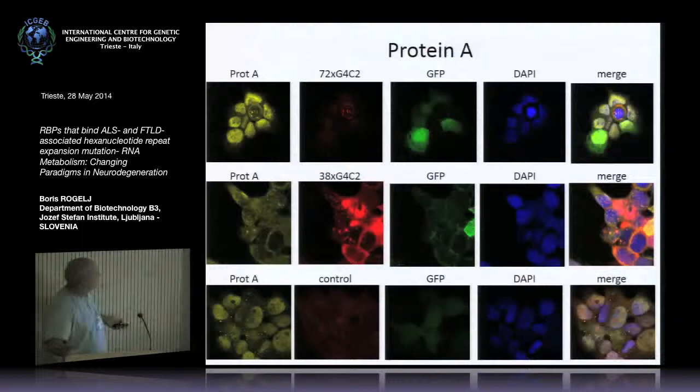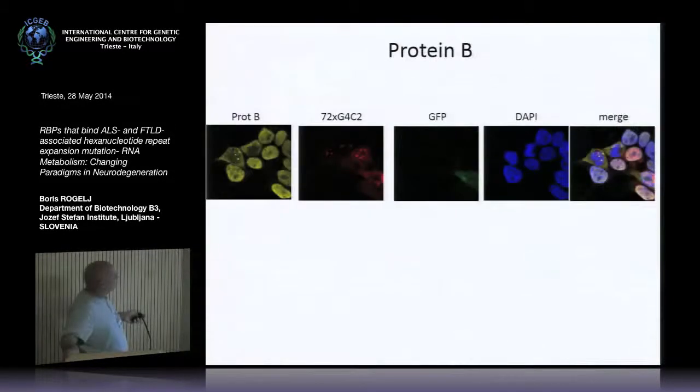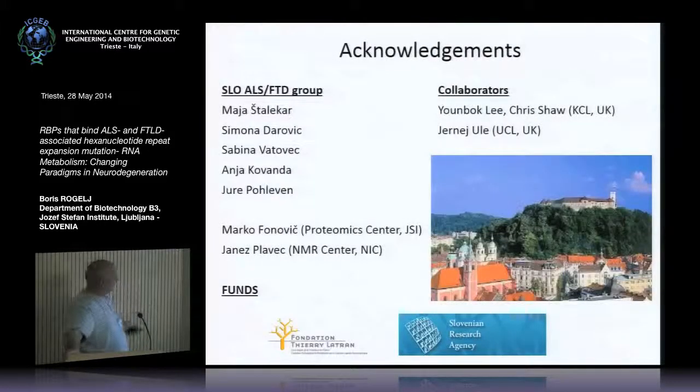So then the other two proteins A and B, we have looked at their co-localization with the repeats, and they do co-localize here, shown in 72 repeats, and in the control there's no co-localization, and the same thing is happening with protein B, which we're now taking forward and looking at in the postmortem tissue. So the work has been done, the RNA pull-down work and the G-quadruplex work has been done in my lab in Slovenia.